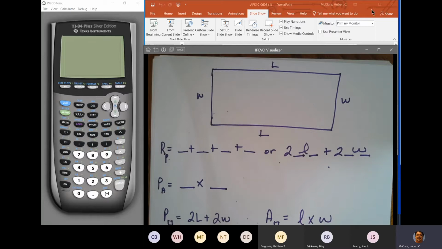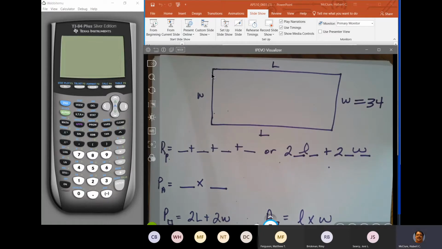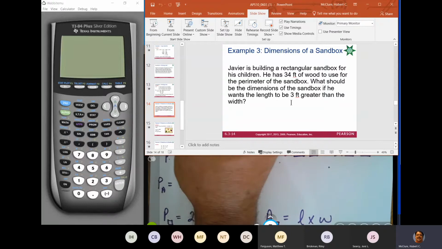All right, so let's go back to the question. He has 34 feet of wood. So we know that the total perimeter is equal to 34 feet. All these boards added up is equal to 34 feet, because that's all the lumber he has. What should be the dimensions of the sandbox if he wants the length to be 3 feet greater than the width? I always use crisscross with greater than or less than.